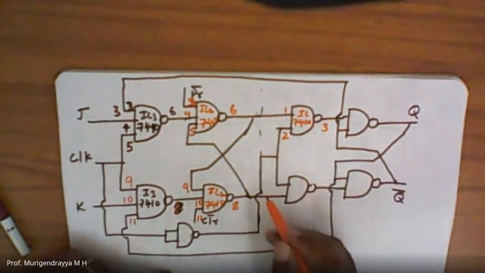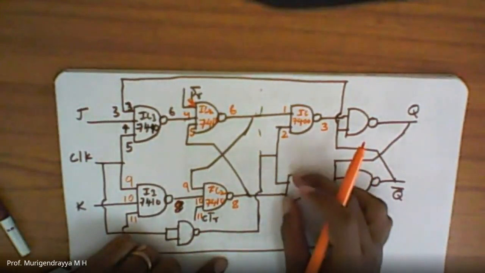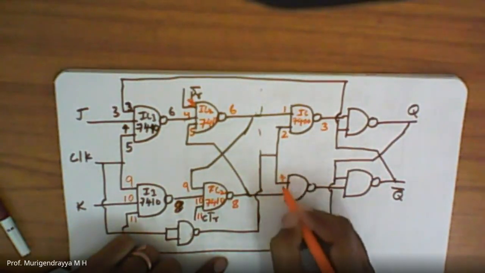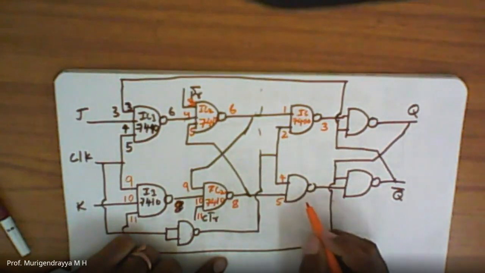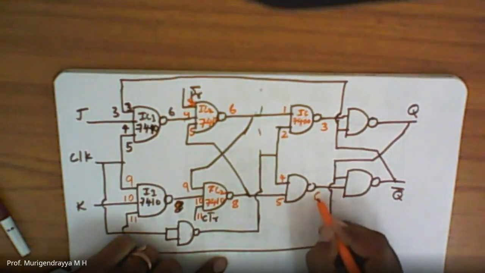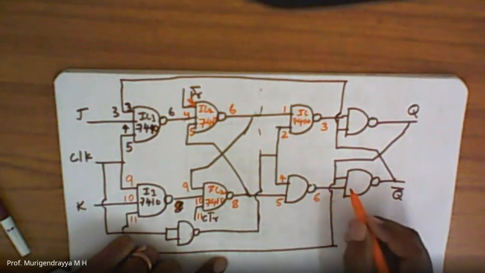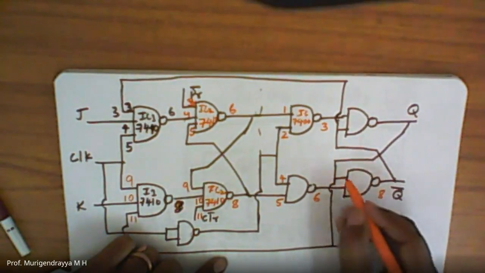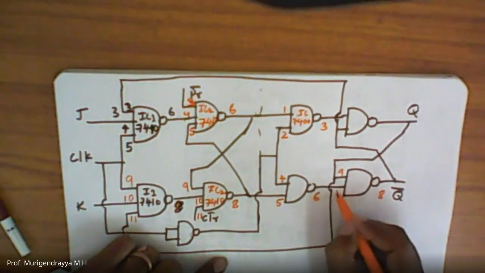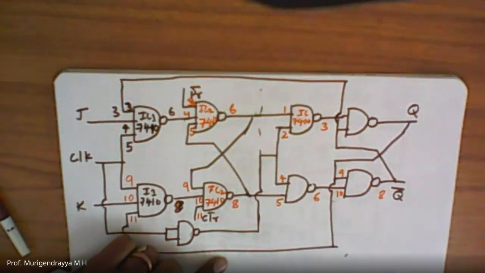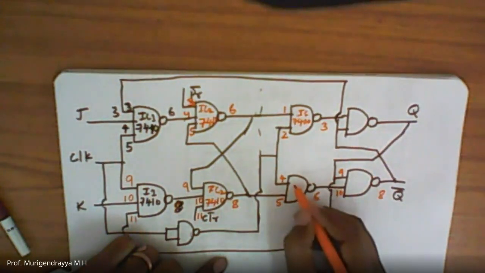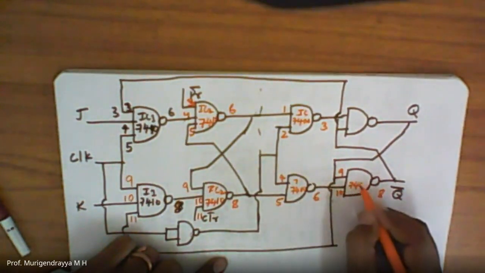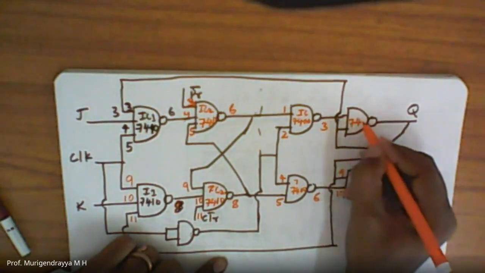So 1, 2, 3, and then to access the second NAND gate in the 7400, you can write 4 and 5 as inputs and 6 as output, and for the third NAND gate, 8 is output, and you can use pin number 9 and pin number 10. These are all in one IC, only one IC, 7400.